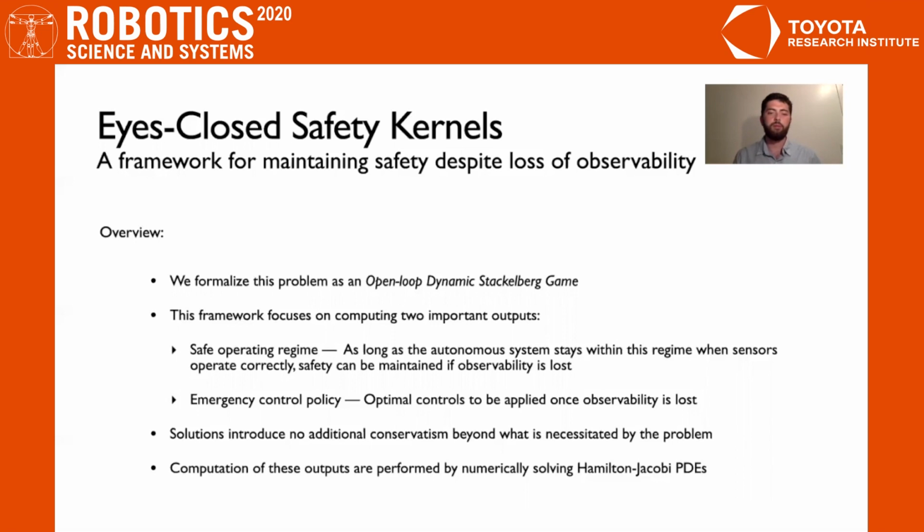To do so, we formalize this problem as an open-loop dynamic Stackelberg game. The framework we present focuses on computing two important outputs. One is a safe operating regime for the system. As long as the autonomous system stays within this regime when sensors are operating correctly, safety can be maintained if observability is lost at any time.